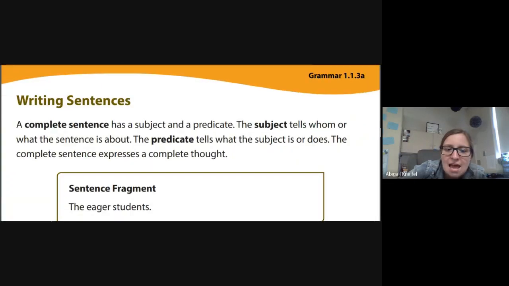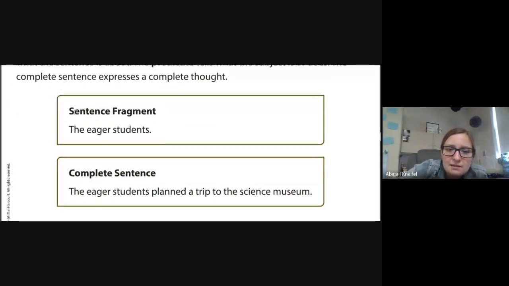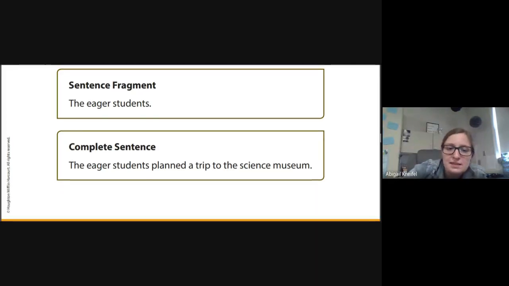Writing sentences. So, a complete sentence has a subject and a predicate. The subject tells whom or what the sentence is about, and the predicate tells what the subject is or does. The complete sentences express a complete thought. That's just review from what we've already learned earlier. So, here's an example of a sentence fragment. The eager students. That's a subject. There's no predicate. Doesn't tell us what they did. So here's a complete sentence. The eager students planned, predicate, a trip to the science museum.